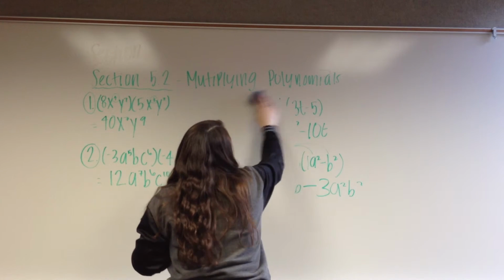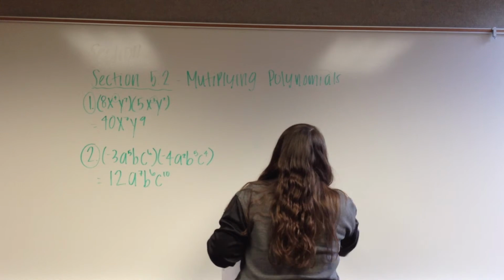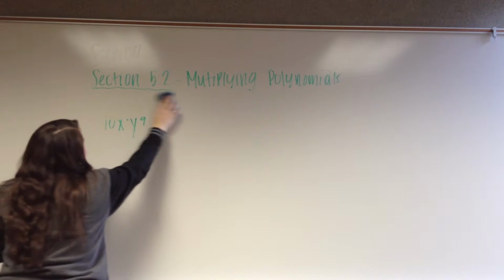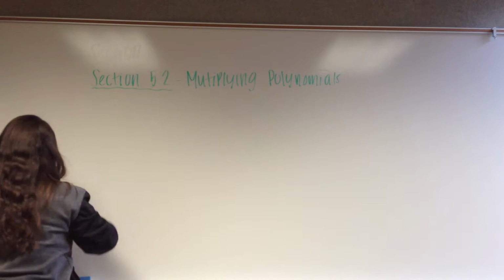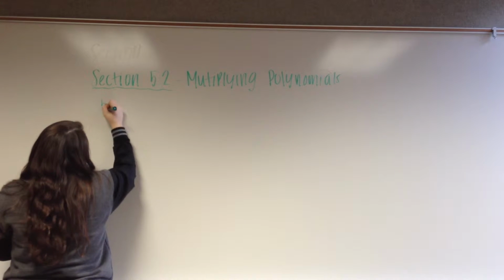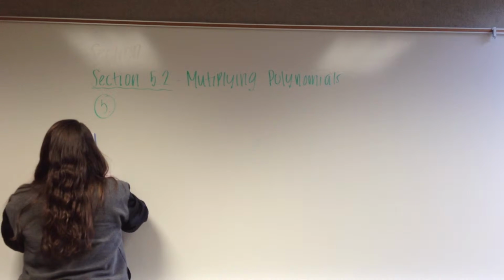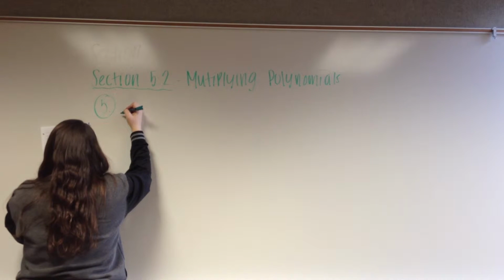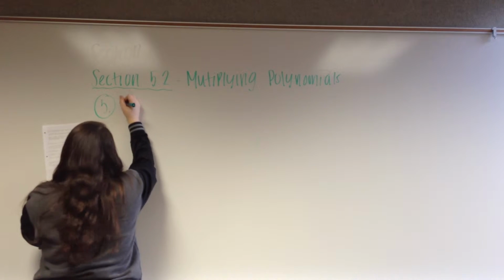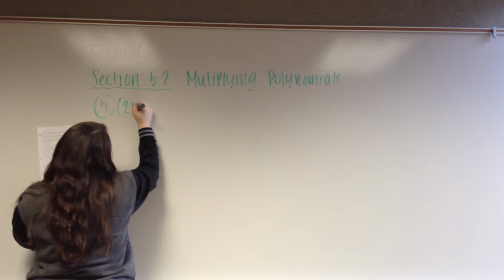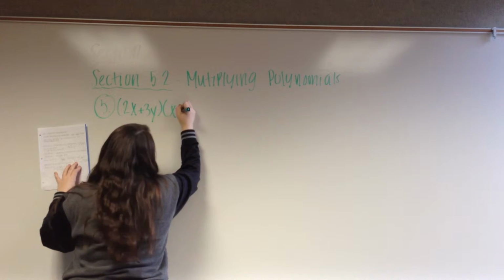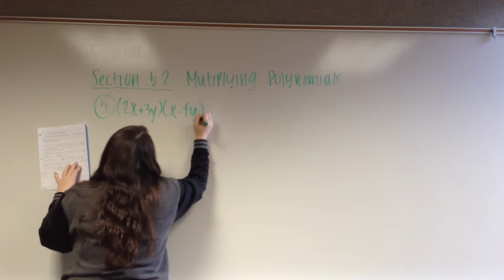Now we're going to do binomial times binomial, which you have to use FOIL for. So a couple examples would be, let's see, 2x plus 3y times x minus 4y. So you're going to FOIL.